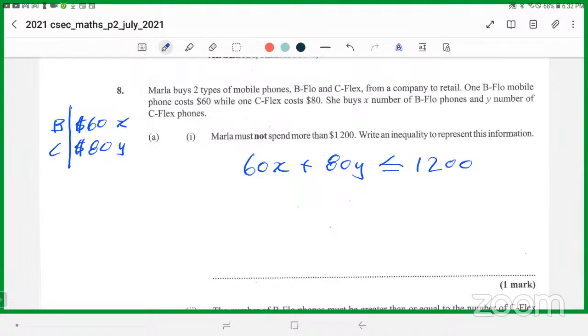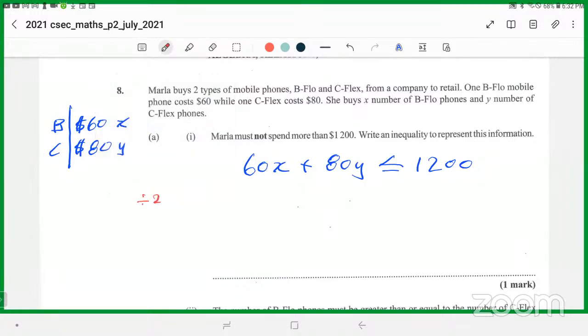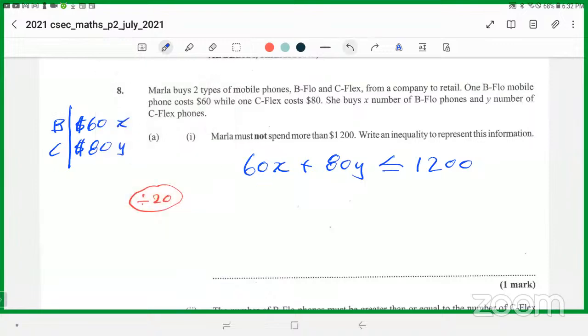And then simplify this down. This can be divided down by what? 20, don't it? So divide through by 20. Carry down to the lowest terms. When I divide this by 20, I get 3x. Divide this by 20, I get 4y. Divide this by 20. 120 divided by 20, I get what? 60. So this is my inequality. First inequality.